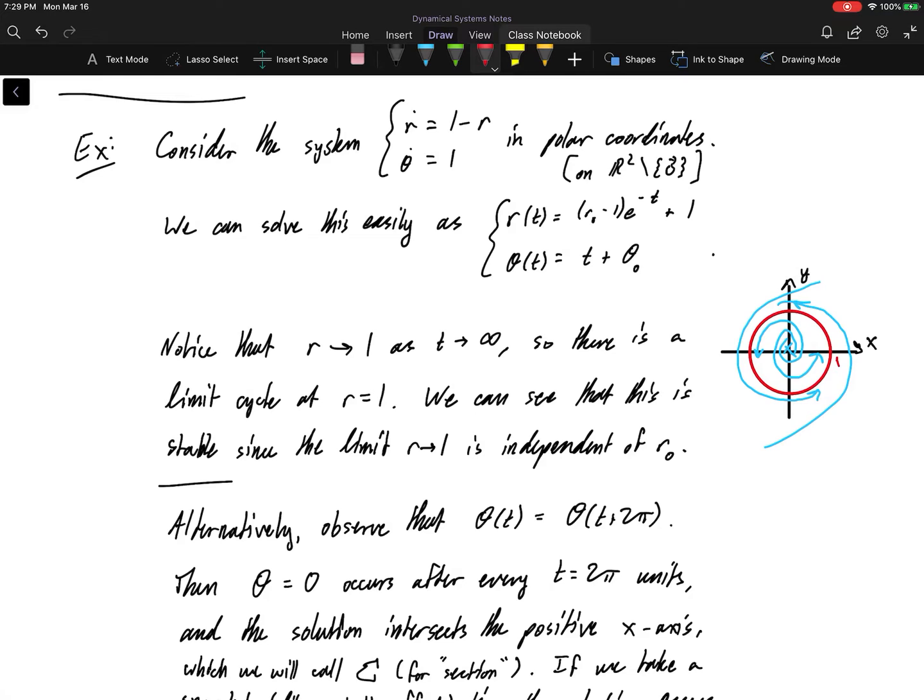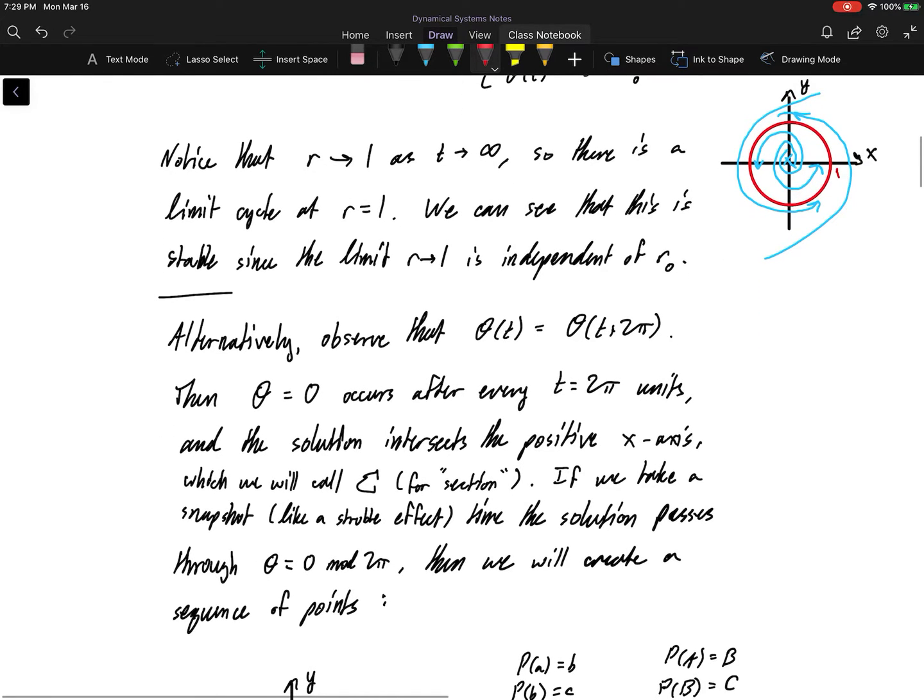So let's see what happens if I try to focus on that limit cycle, or see what's happening in some slice near the limit cycle. And specifically, we're going to make the observation that theta is, up to mod 2 pi, coming back to where it starts, right? So if I think about starting this at theta equals 0, then after every 2 pi units of time, my trajectory is going to come back to the positive x-axis, at that theta equals 0 location. Therefore, the solution is going to intersect the positive x-axis over and over again, always at 2 pi units in time.